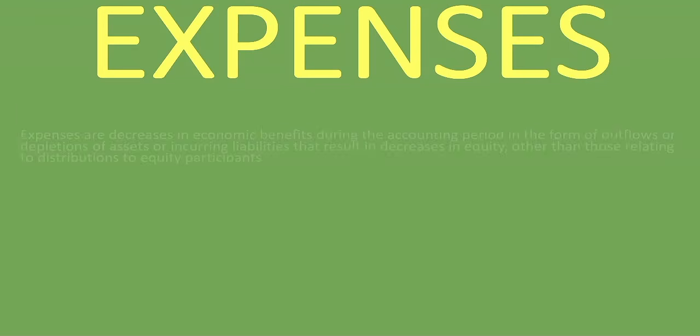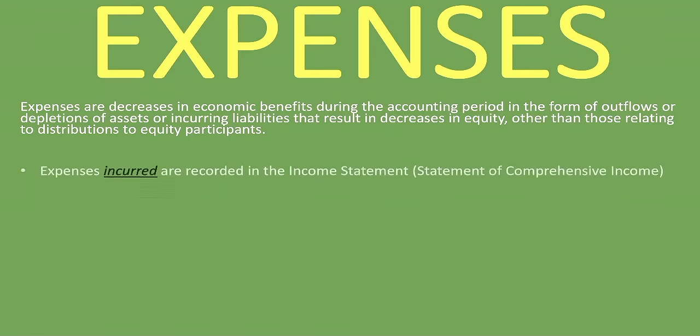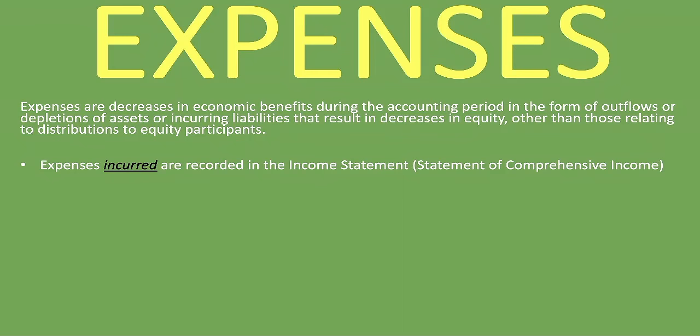So what are expenses? Well, expenses are decreases in economic benefits during the accounting period in the form of outflows or depletions of assets or incurring liabilities that result in decreases in equity other than those relating to distributions to equity participants. And this is the definition from the Conceptual Framework for Financial Reporting. Expenses incurred are recorded in the income statement or the statement of comprehensive income.